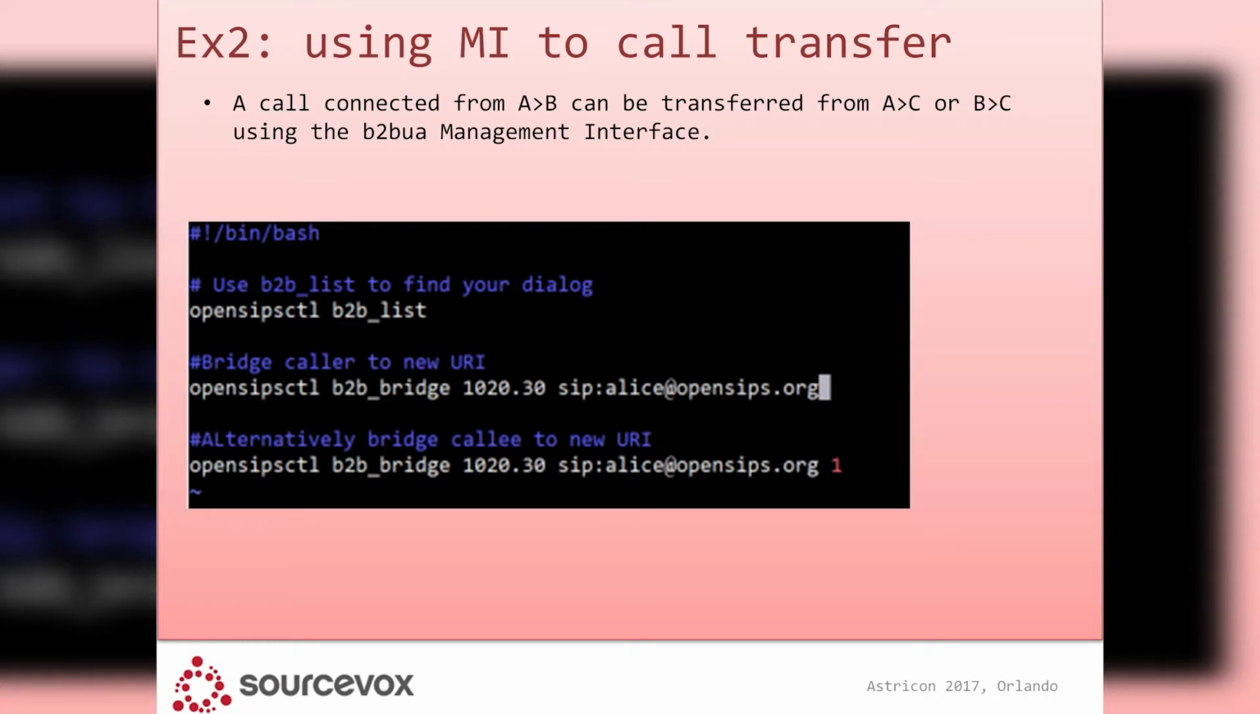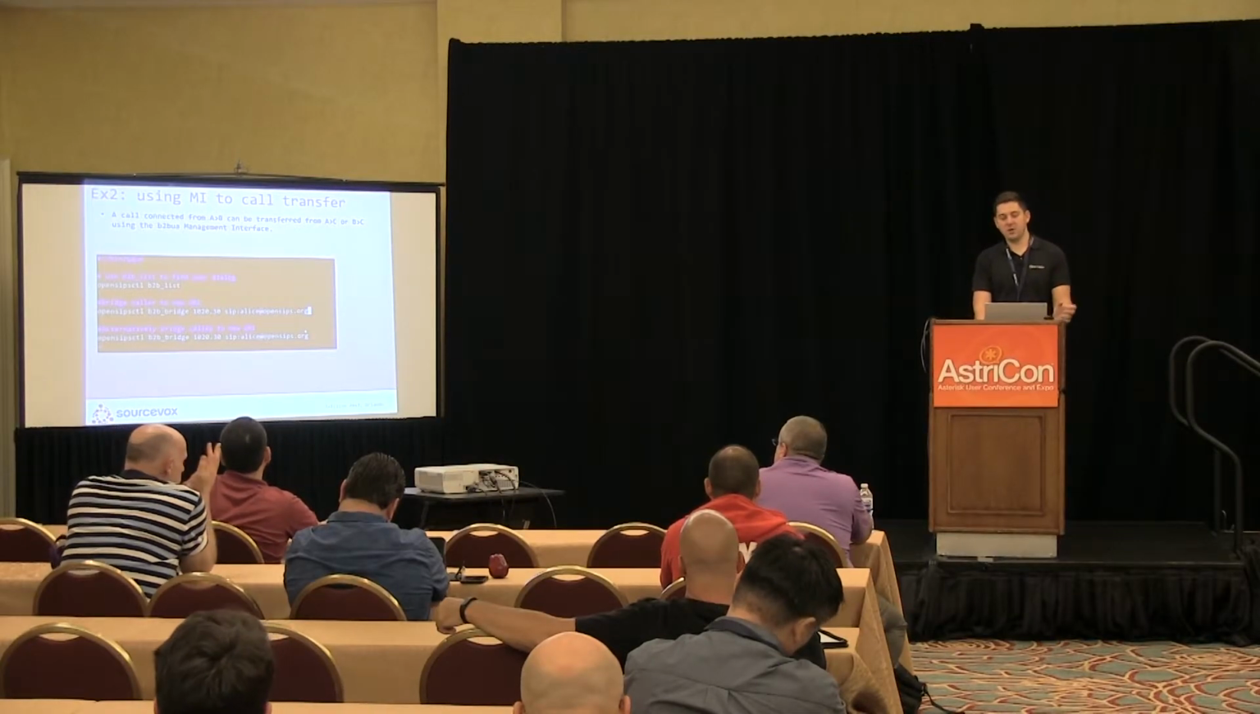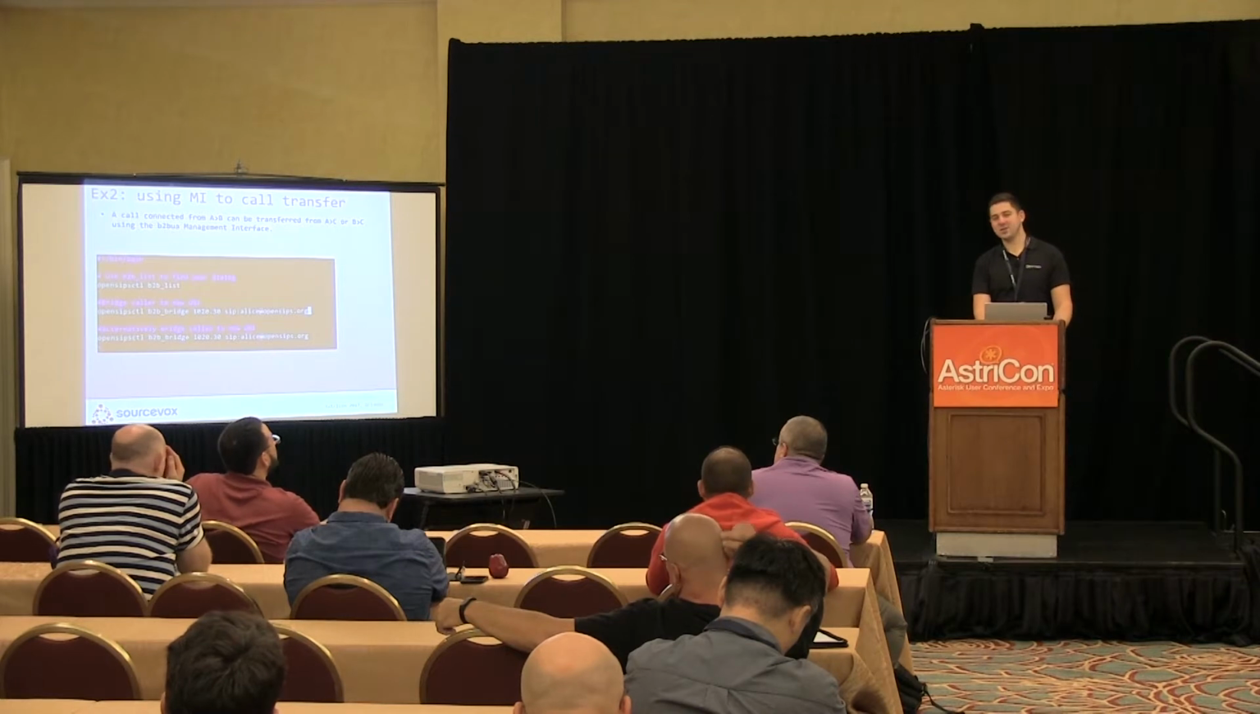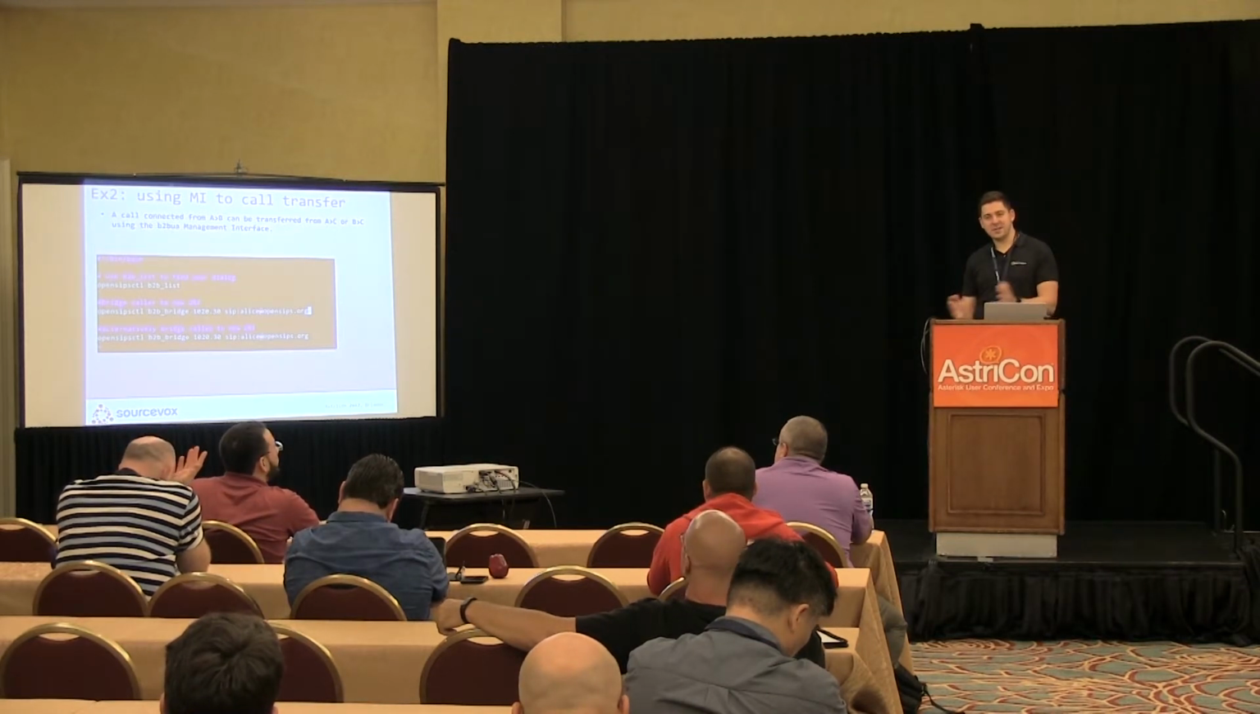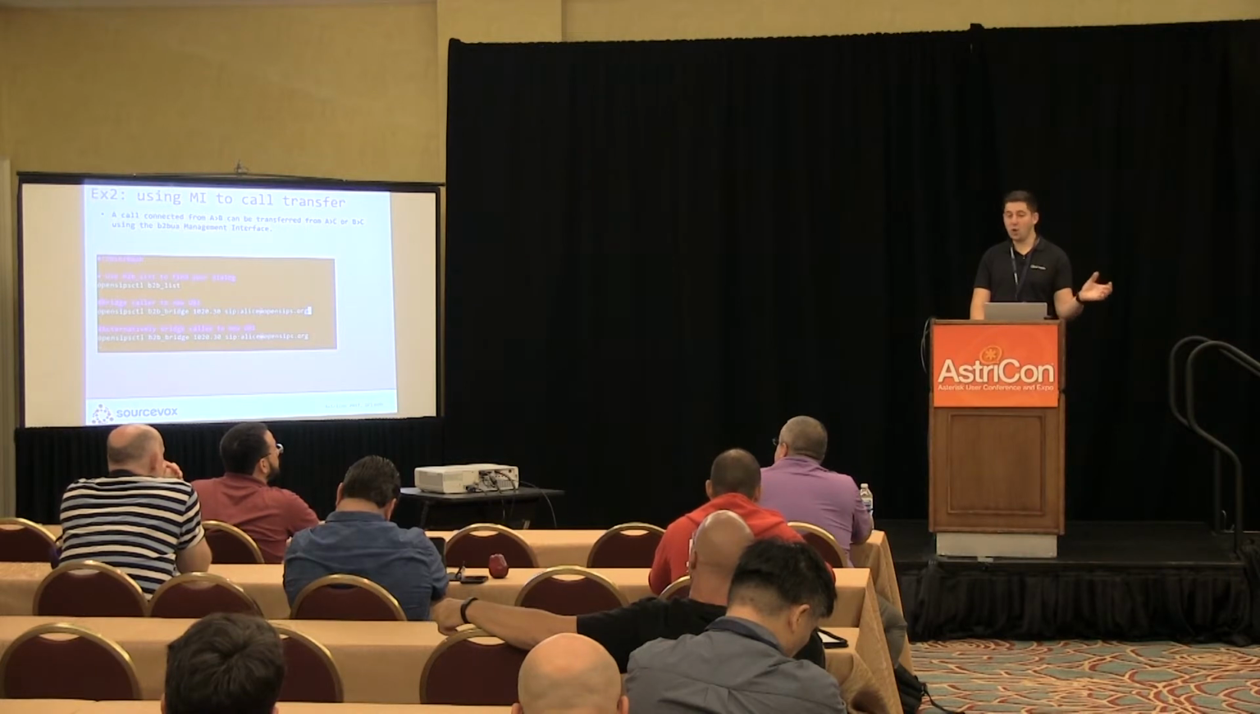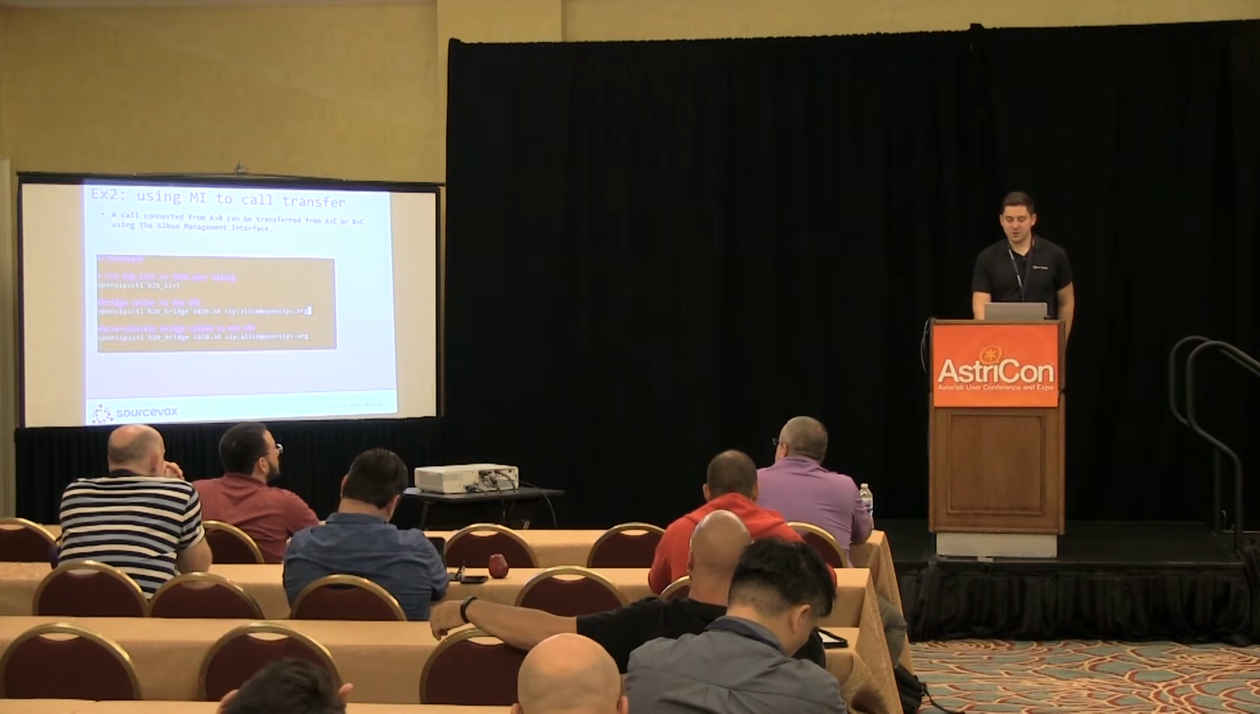You can then cherry pick a session that will have information about the caller, the callee, so you can identify which call you need to cherry pick. And you can perform functions on it. This function is called B2B bridge, which means it will bridge the call to a new destination. So we have a session ID, which is 1020.30, which you would pull out of the B2B list command. And you can basically say, okay, we know about this call, we want to bridge it to alice@opensips.org instead of the destination where it's currently bridged. So that would bridge the caller to alice@opensips.org, or you can bridge the callee to alice@opensips.org by simply passing in a parameter.